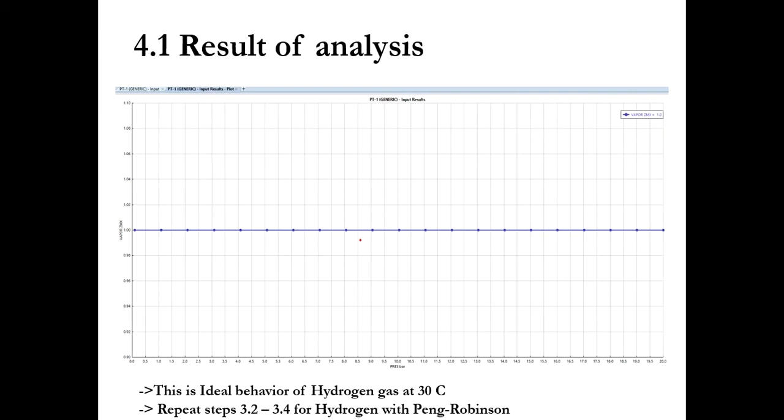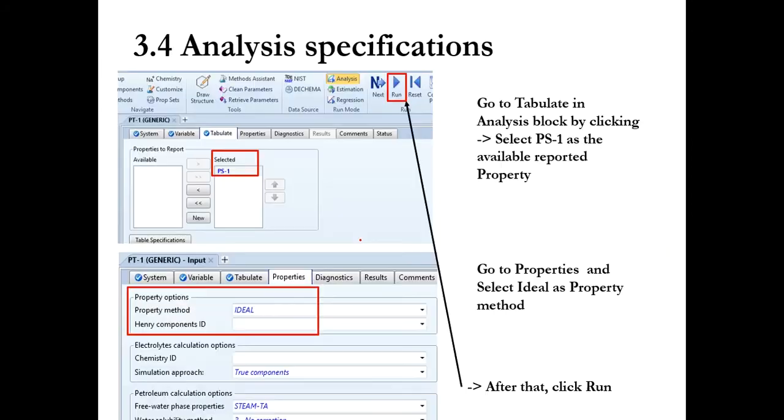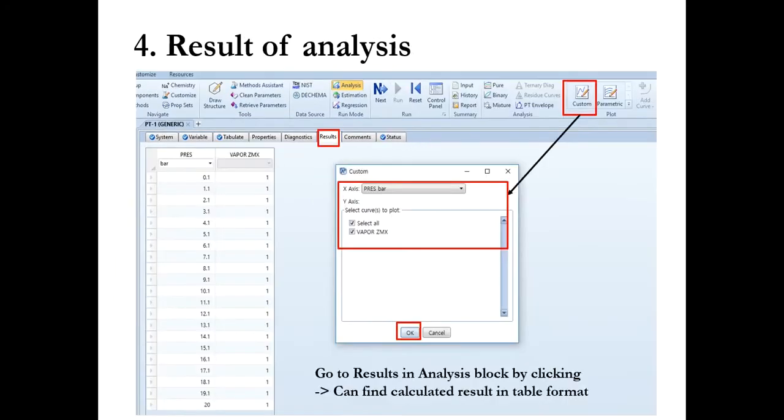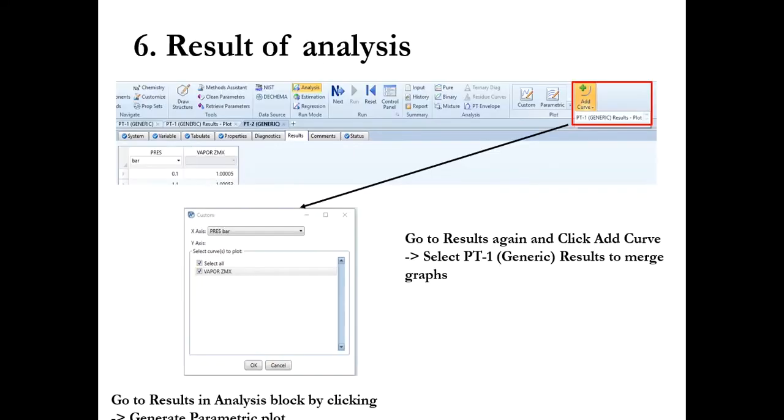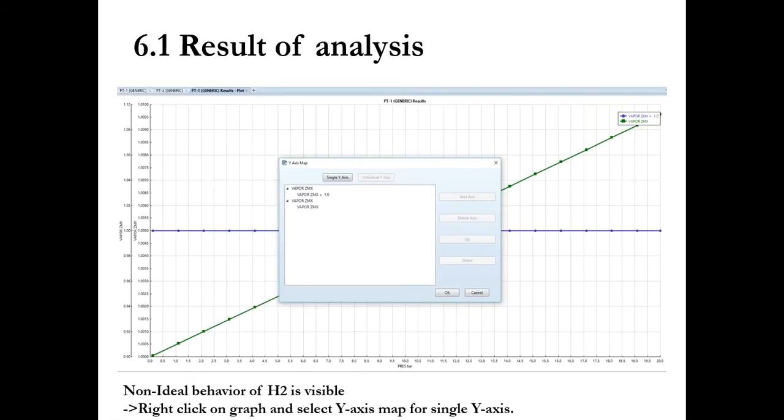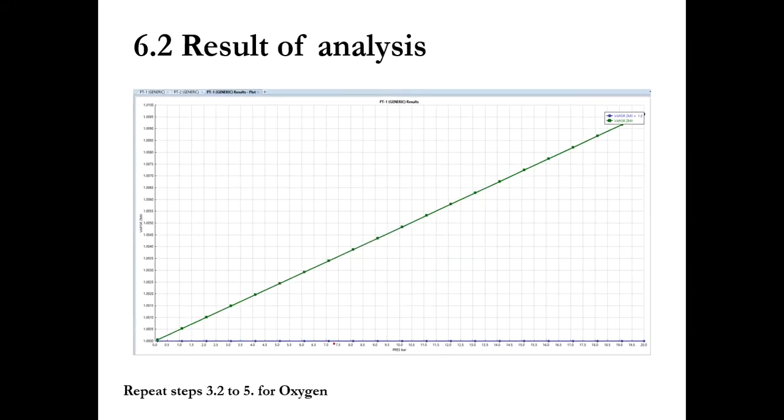Now repeat the previous steps using the Peng-Robinson equation of state instead of ideal. Once we have done that using the steps we have discussed, we will merge the plots to see the trend. And you see this trend has been obtained.